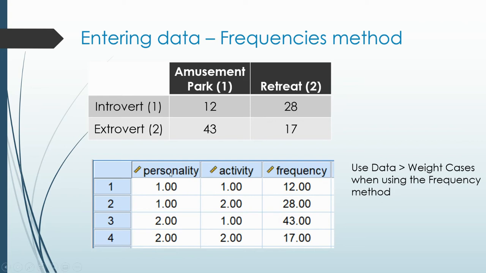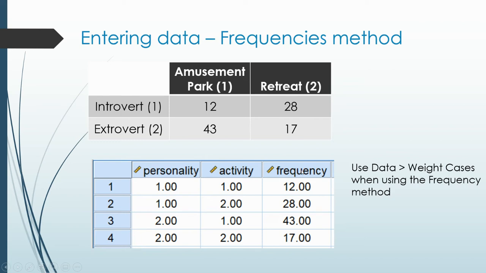Okay, so this first column here is personality, and remember we said that introvert was coded as a 1. So you can see here these first 2 rows, row 1 and 2, are 1s. So those represent our introverts. And then below that, rows 3 and 4, you can see those are extroverts because there's a 2 in each one of those rows under the personality variable. Then for activity, we've got amusement park, which is coded 1, and retreat, which is coded 2. So right here, you can see activity is 1. So I know that means amusement park. So looking across row 1, this means that we've got introverts who chose amusement park.